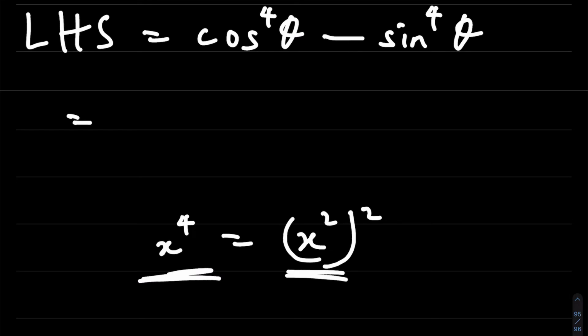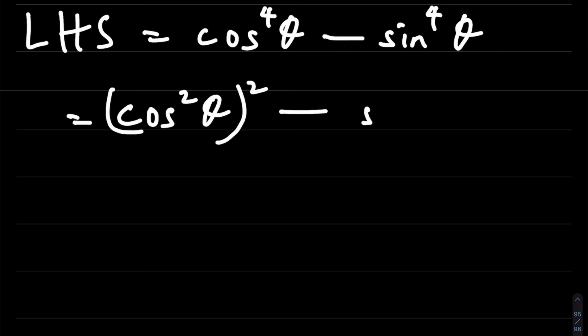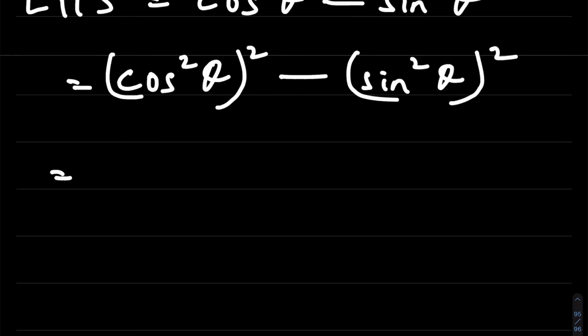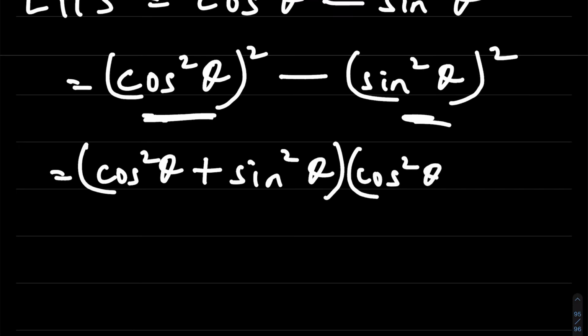So that means x raised to the power 4 is also a square. That's the same thing I'm going to do here. I'm writing cos to the fourth power of theta as a square. That simply means the square of cos squared theta minus the square of sine squared theta. So now I can express this as a difference of two squares, which simply means cos squared theta plus sine squared theta times cos squared theta minus sine squared theta.